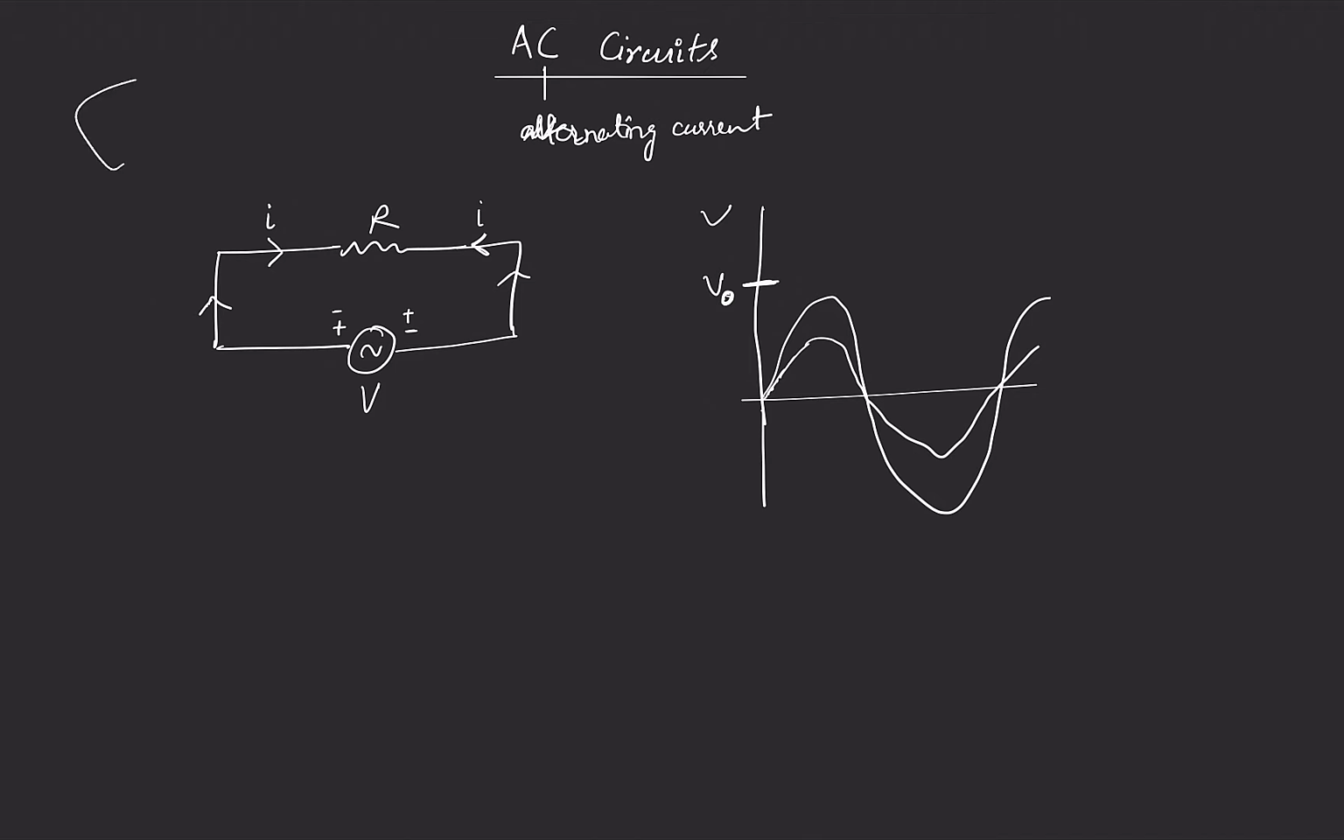Let's say this direction is positive, so sometimes the current will flow in the clockwise direction and sometimes in the anti-clockwise. So from here to here the current flows in clockwise direction, here it flows in anti-clockwise direction, then again current flows in clockwise direction. So that's why we call these circuits alternating current, because the direction alternates between clockwise and anti-clockwise.